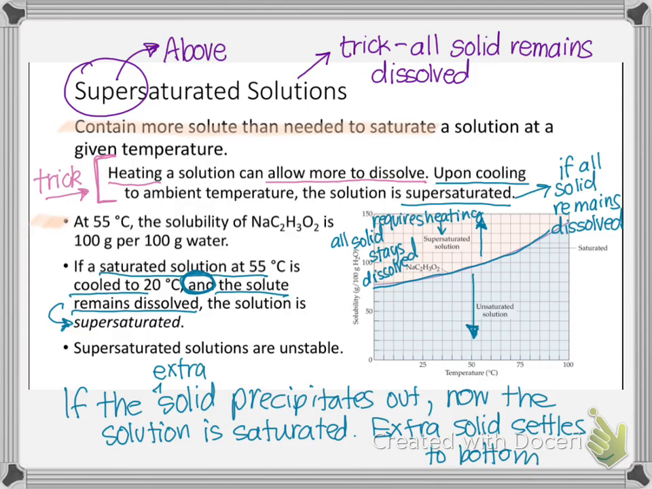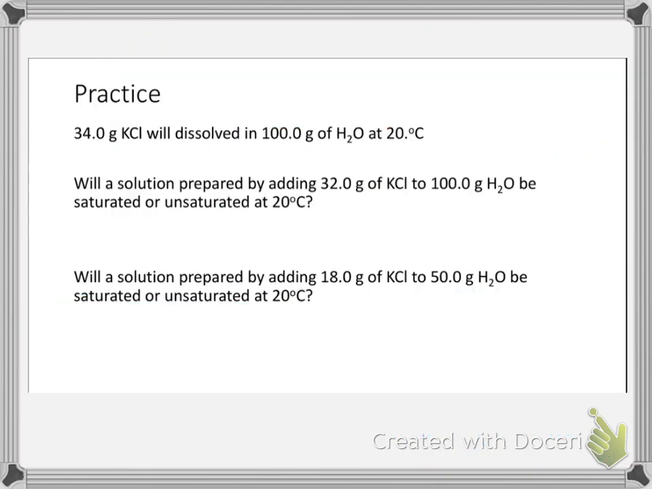So I have a practice question to try to put some of these numbers to use. It says 34 grams of potassium chloride will dissolve in 100 grams of H2O at 20 degrees. So what this sentence right here is, this is our solubility. There's no question here. This is just information, like how much of my solute will dissolve at what temperature. So then it says, will a solution prepared by adding 32 grams of KCl to 100 grams be saturated or unsaturated at 20? So we do notice that they're both at the same temperature.